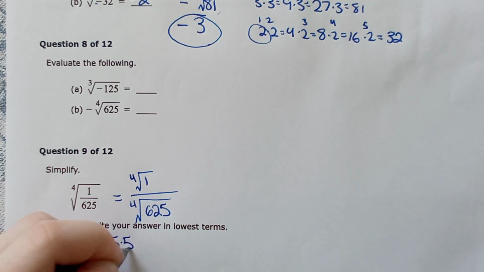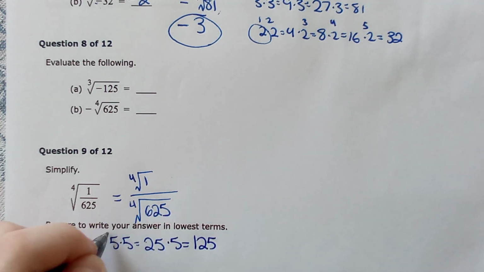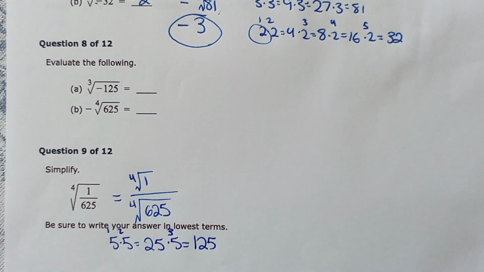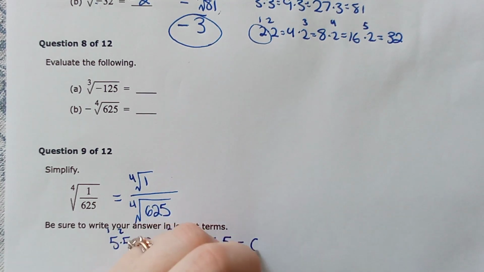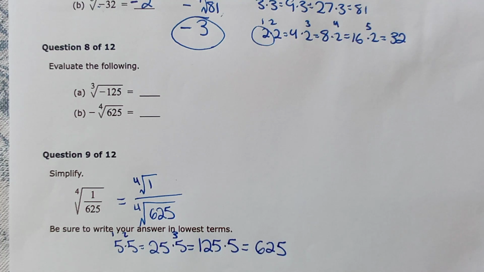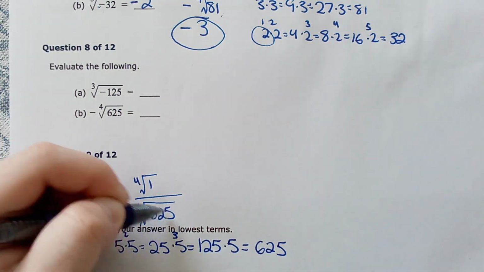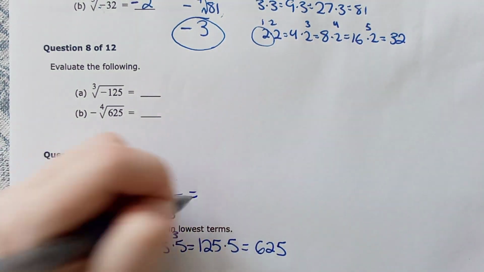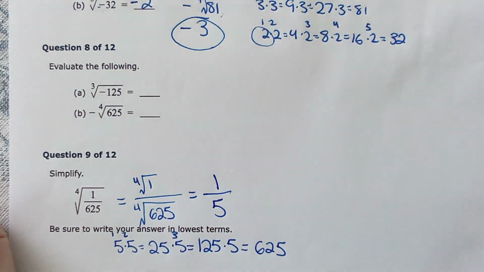Let's check it. 5 times 5 is 25. Times 5 is 125. And that's 1, 2, 3. That would be 5 cubed. So if I times it by 5 again, that's going to give me 625. Okay. So, I know that the fourth root of the bottom is a 5. And the fourth root of 1 is always just 1.